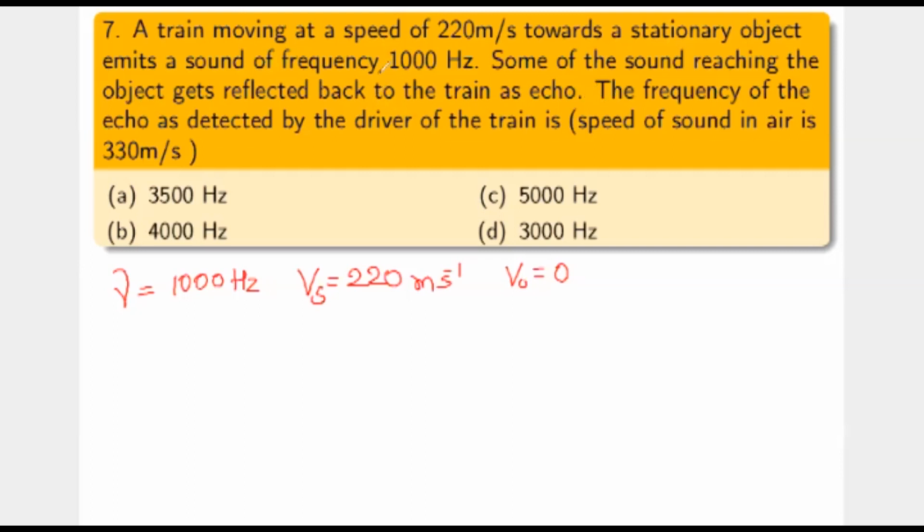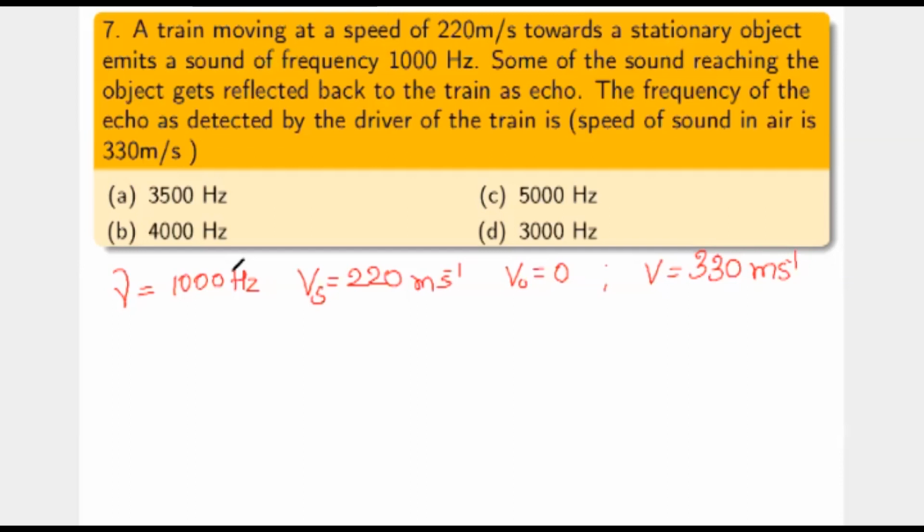Some of the sound reaching the object gets reflected back to the train as echo. So what happens? The sound generated from this moving train will hit the object and gets rebound, and it is received by the train as an echo. The frequency of the echo as detected by the driver of the train is. So what is the frequency of the reflected sound heard by the loco pilot? That is the question. Given velocity of sound in air is 330 meters per second.